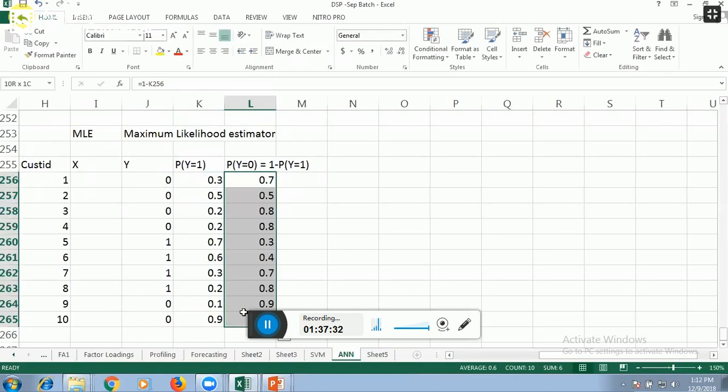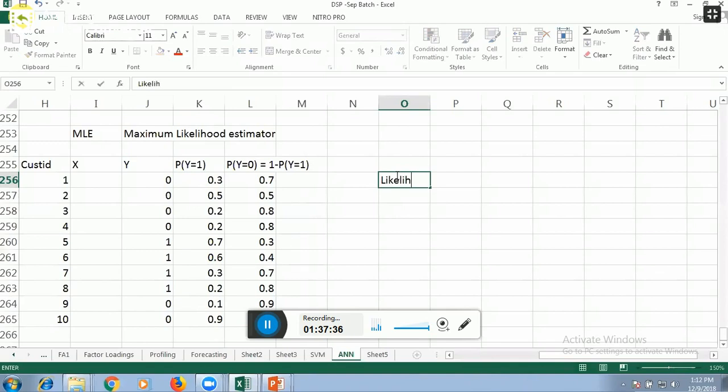This is your 1 minus probability of y. So what is this likelihood? Likelihood is nothing but this multiplied with this. That means probability of y equal to 1 multiplied with probability of y equal to 0.